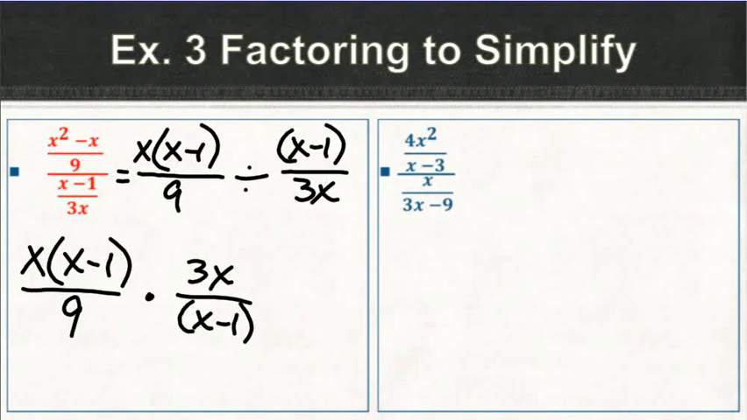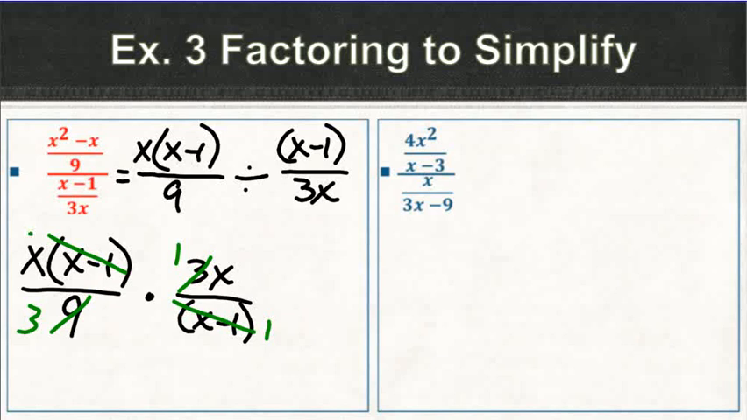Now we can check to see if there's anything in common that we can cancel out in the numerator and the denominator. I see that there's an x minus 1 in both the numerator and the denominator, so they cancel out. This is really just a 1 here. 3 and 9 have a common factor. They both have a factor of 3, so I can take a 3 out. That leaves me with 1x here. 9 divided by 3 gives me 3.